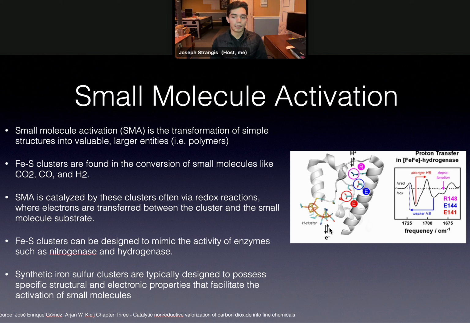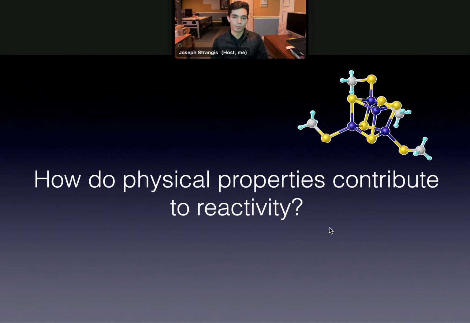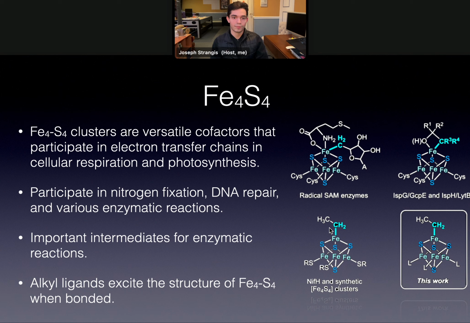So this comes to build a question in science where, now that we know that these properties exist, how do these physical properties themselves contribute to the reactivity of iron-sulfur clusters? So we're going to take a look at some research done by Daniel Seuss, who specifically looks at iron 4 sulfur 4 clusters in their empirical form.